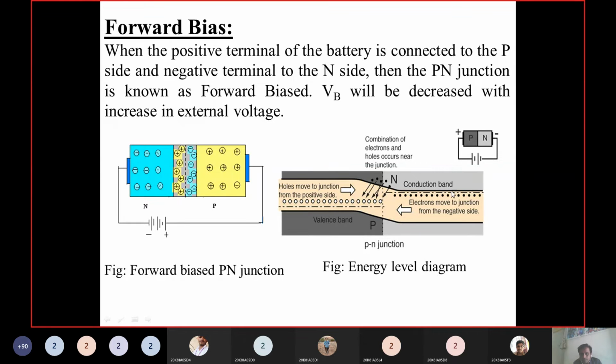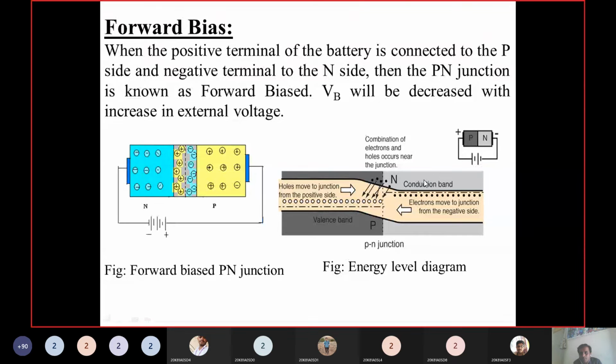Now the electrons move freely from this conduction band to this conduction band. So in forward bias, in the n-type region, what are the majority charge carriers? The majority charge carriers are electrons.